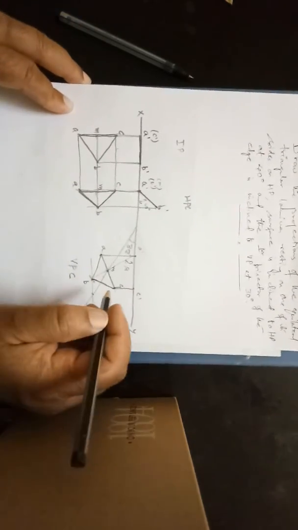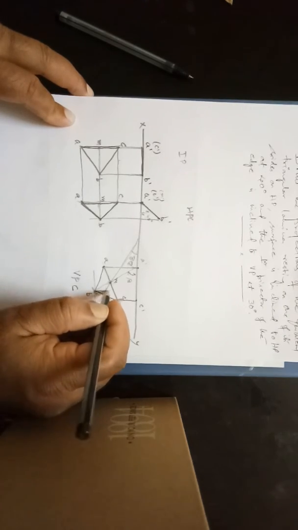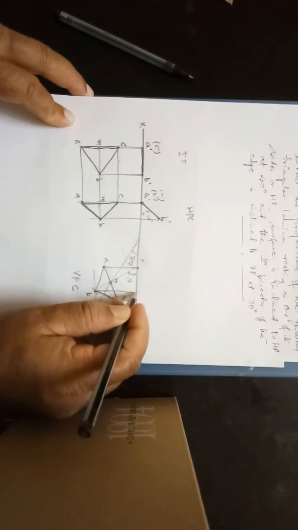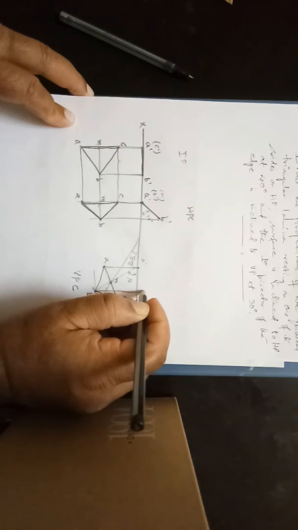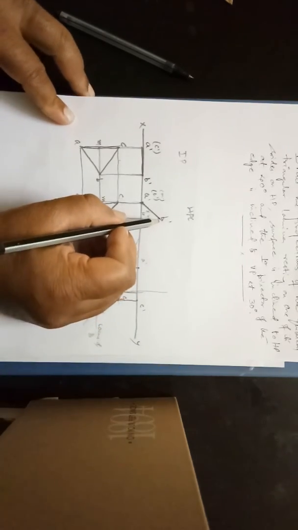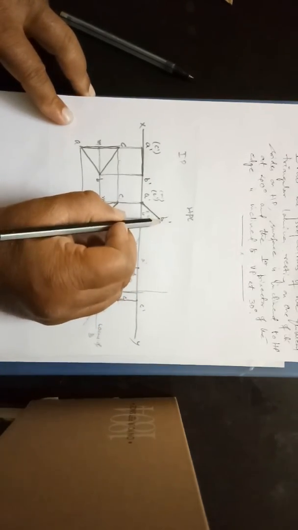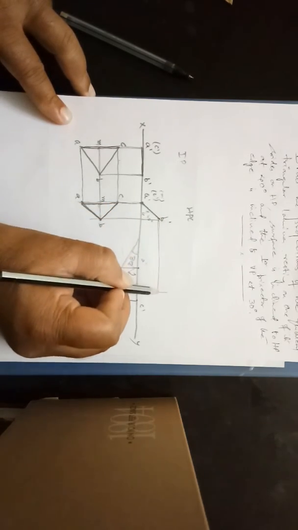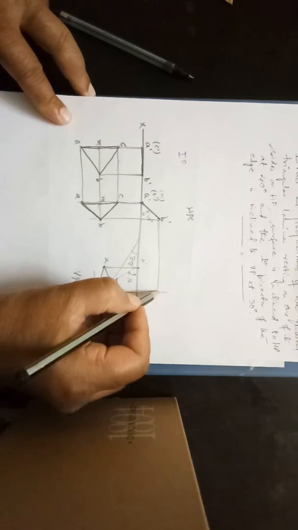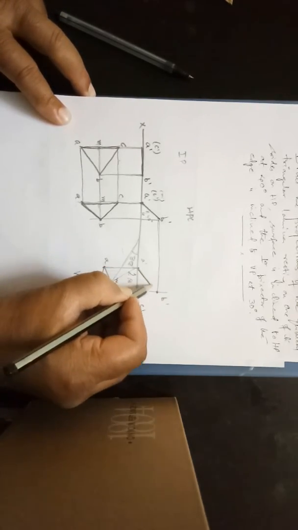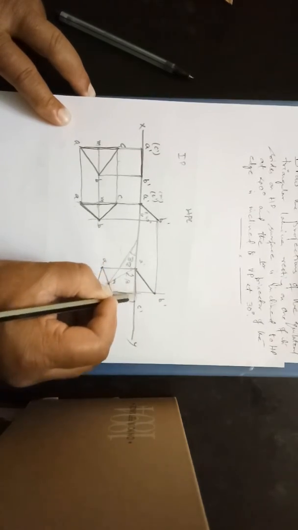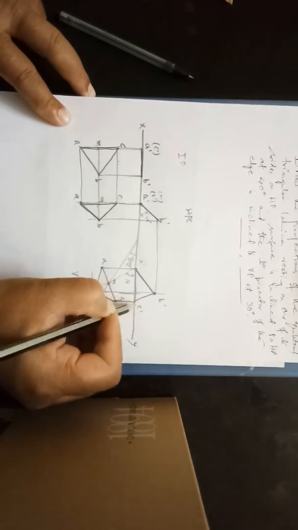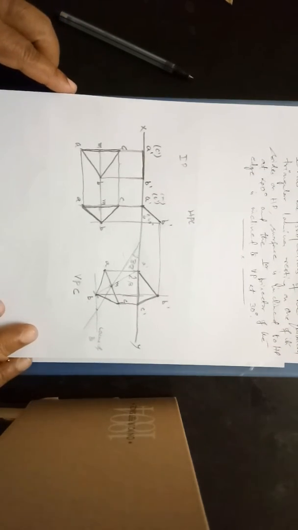Then from B, draw a perpendicular projector. Then from the previous front view of B, that is B dash, draw a horizontal projector to cut it. So this will be the new front view of B. So join A, B and C. This will complete the problem.